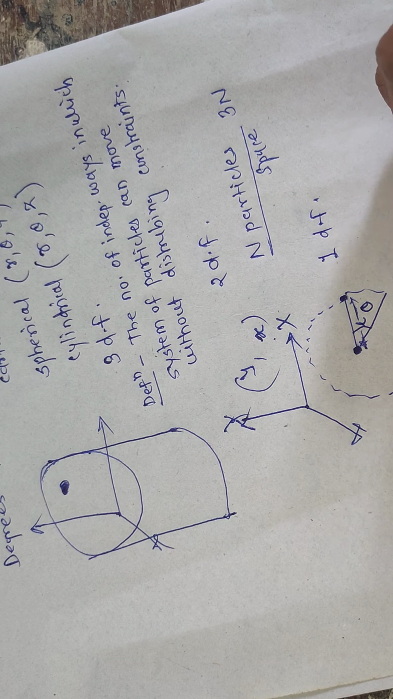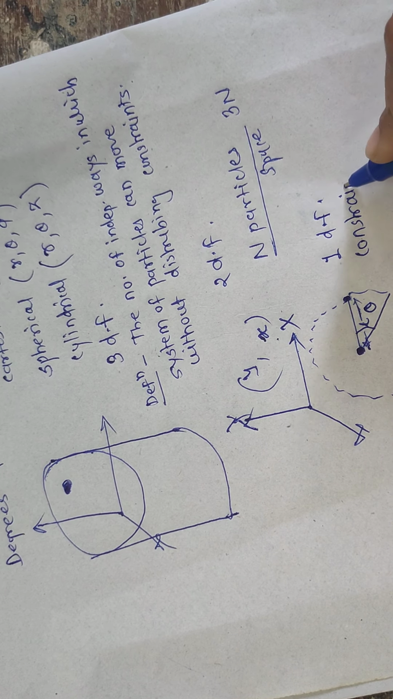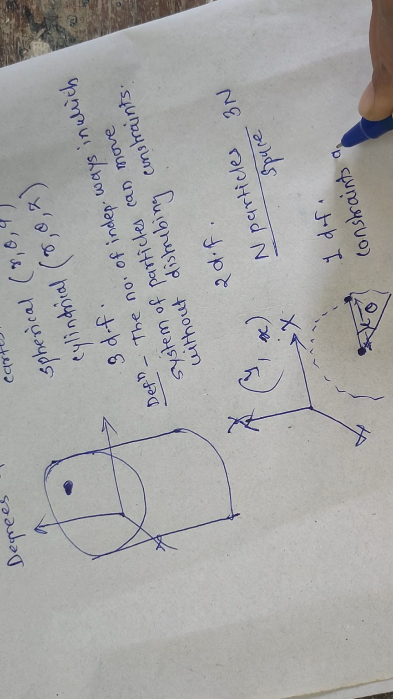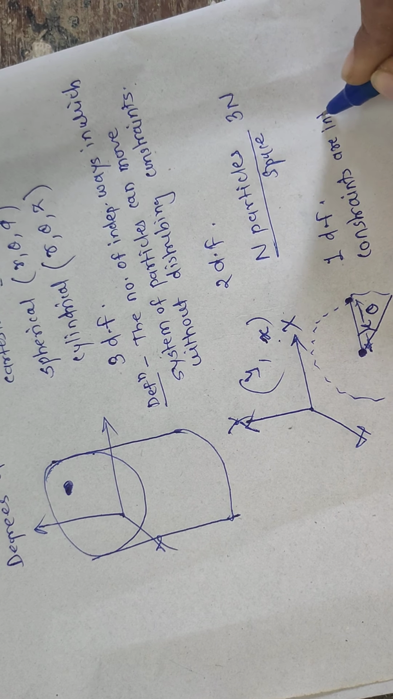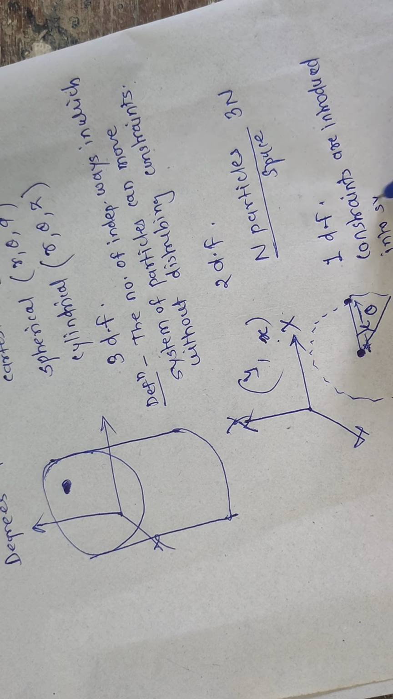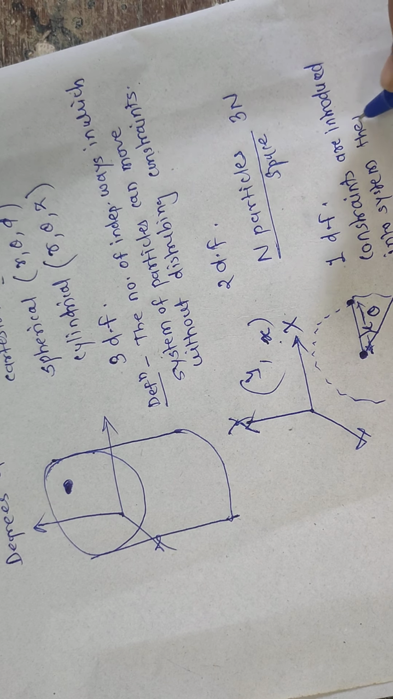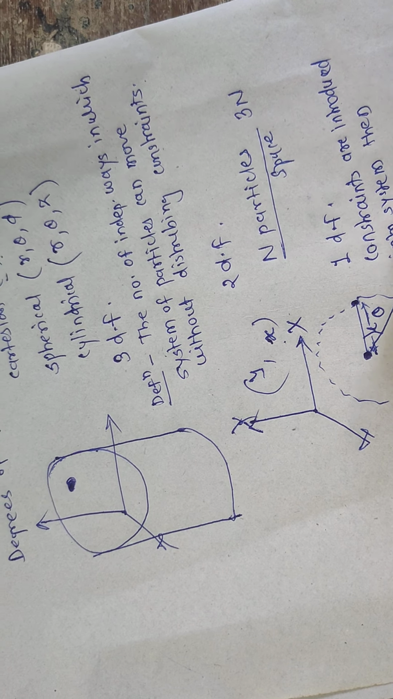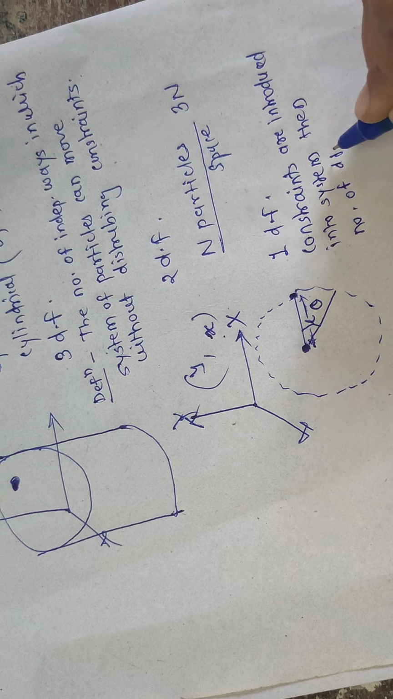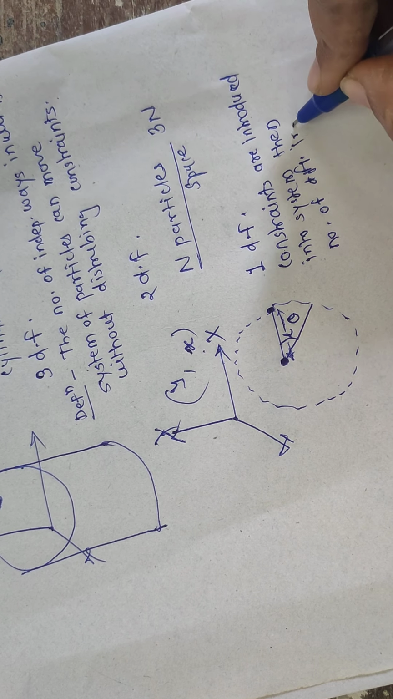From this, in general, we can say that if constraints are introduced into system, then number of degrees of freedom is reduced.